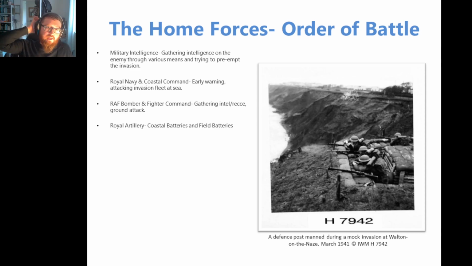These were deployed inland to carry out tasks such as emergency battery fire, firing onto pre-registered targets on beaches and exits from beaches, for example, to support the defending infantry. And then also putting down additional fires to try and disrupt and kill the enemy on the beaches as they were landing. So this role of the Royal Artillery is largely forgotten today, despite being an integral part of coastal defence and inland defence, and being the front line of defence in terms of the landscape defence.